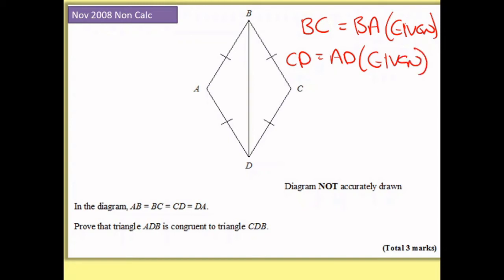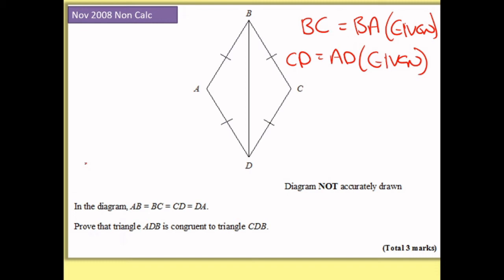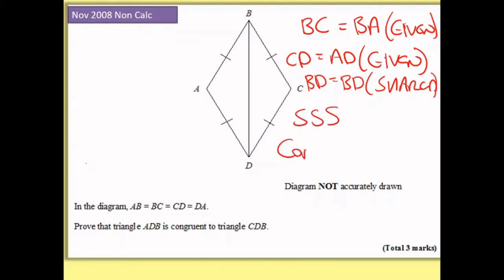Okay. Now I need one more thing to say that it is true. The third thing that I'm going to have to do is look at side BD. So BD has got to equal BD. I'm going to call that shared. Now I've got one side the same, two sides the same, three sides the same. So I've got sides, so it's congruent.